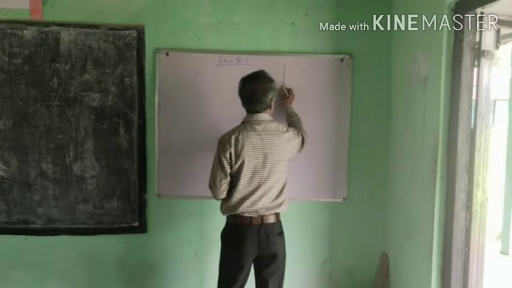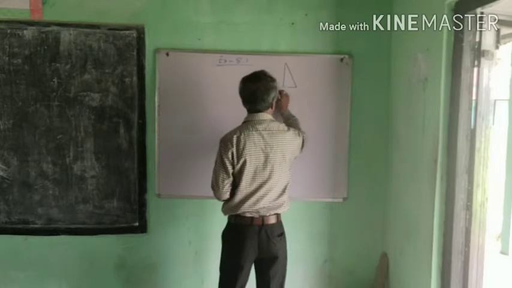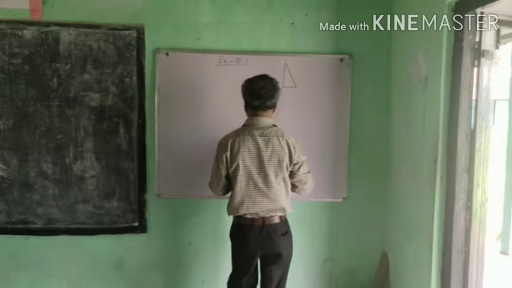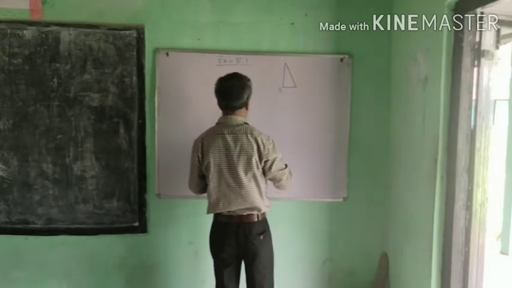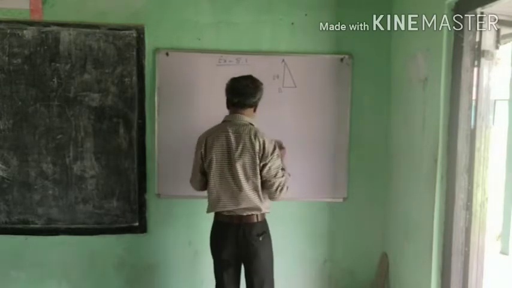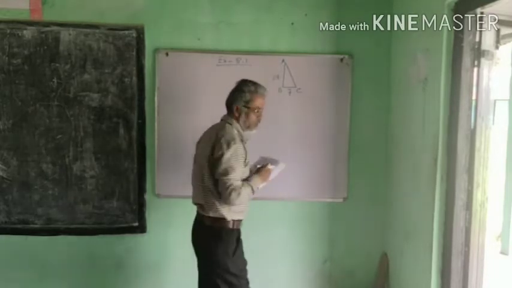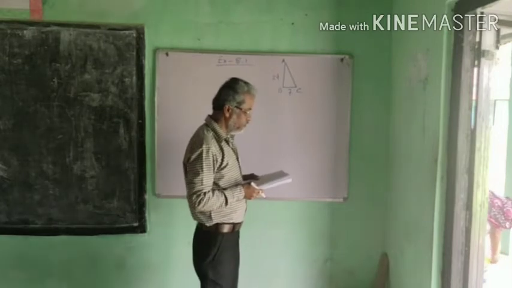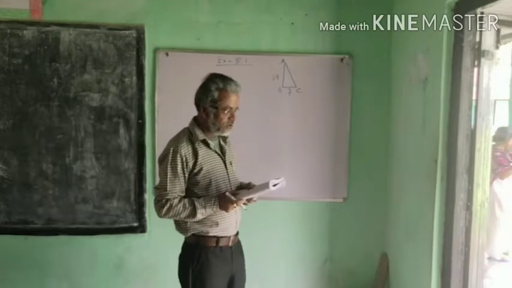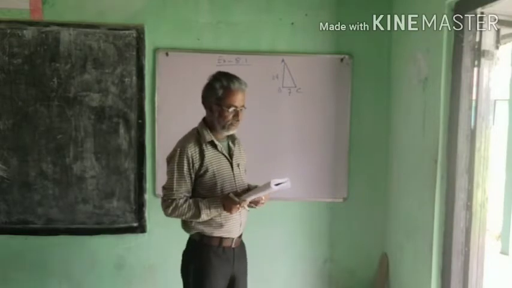So, triangle ABC, right angle at B, AB is 24 centimeter and BC is 7 centimeter. Now you are to find sin A, cos A, sin C, cos C. How will you find this?